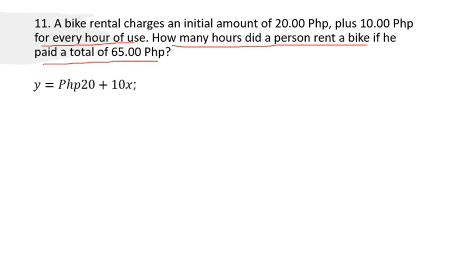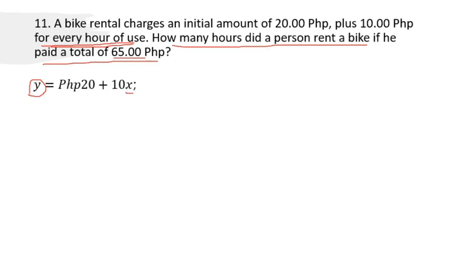So, our y, ito yung babayaran mo. Next, ito yung x mo, yung number of hours. Kasi siya yung nagbabago eh. Nakadepende yung babayaran mo, in this case, 65 pesos, doon sa oras na binayaran mo. So, our x is the number of hours and our y, yung magkano babayaran mo at the end.